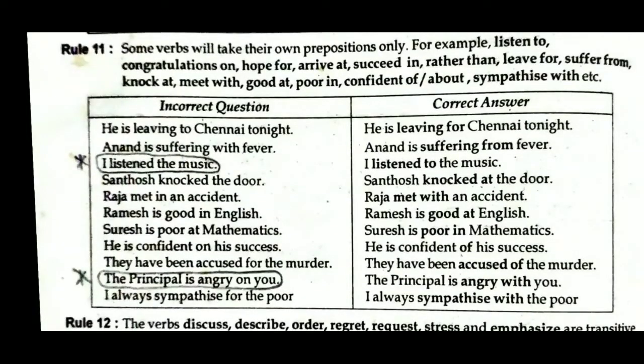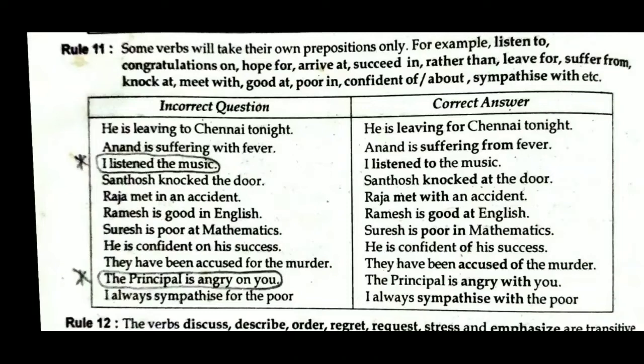Incorrect sentence: He is leaving to Chennai tonight. So, what is the correct answer? He is leaving for Chennai tonight is the correct answer, because the preposition for always takes the verb leave. It's a combination, a pair. Leave for is the correct format. Anand is suffering with fever is wrong. Suffer always accompanies the preposition from. So Anand is suffering from fever is the correct answer.